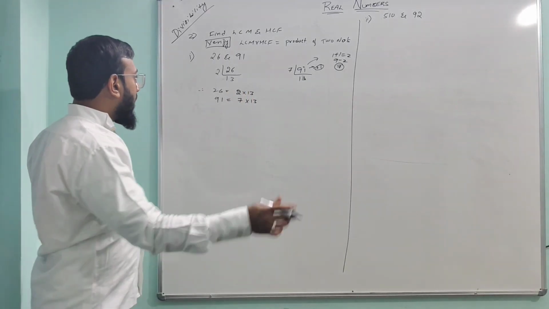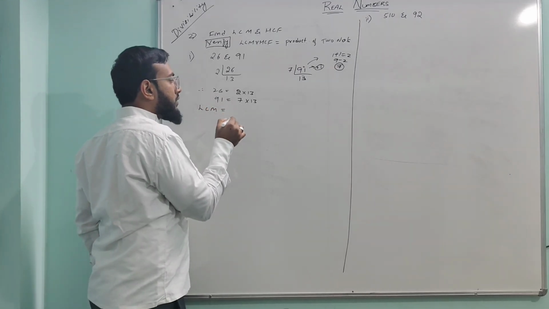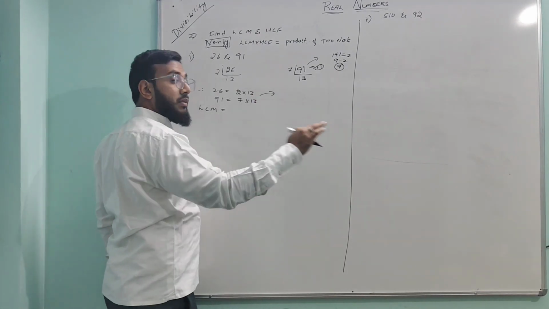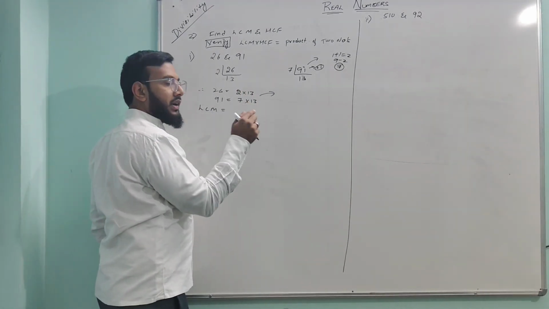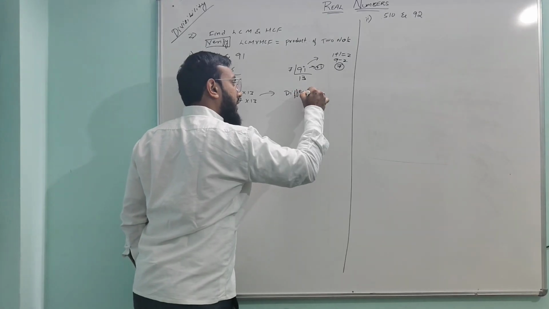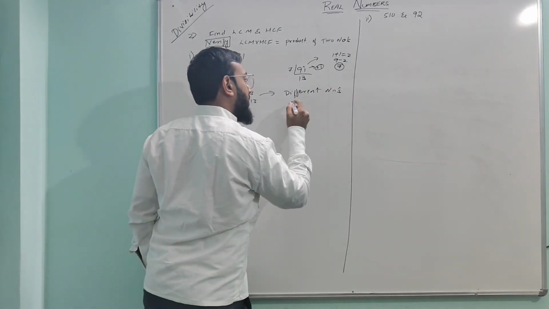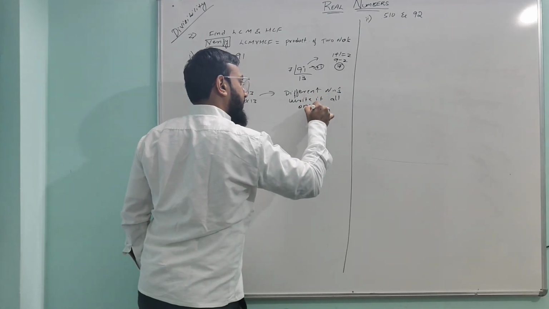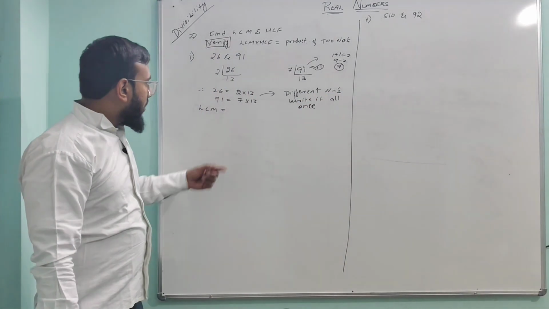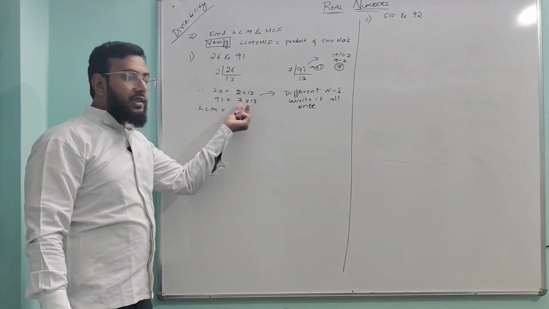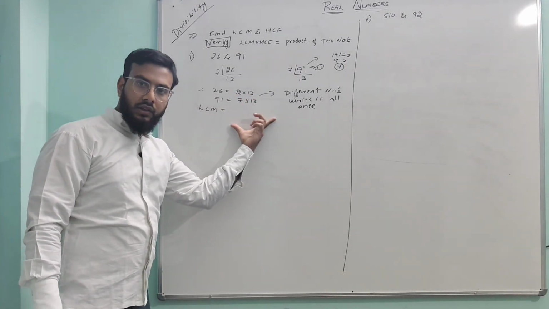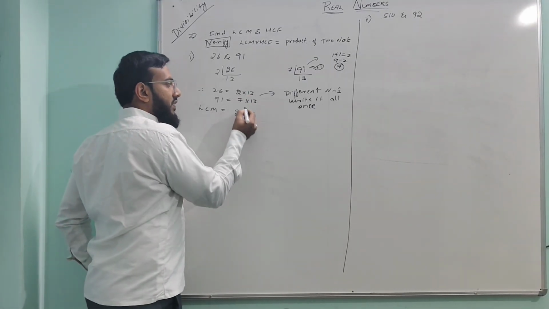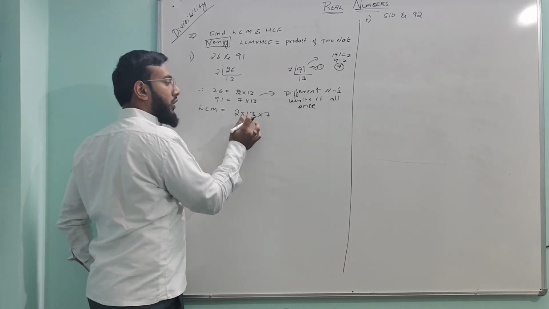How to calculate LCM? LCM is equal to: see what kinds of different numbers you can see, write each of them once. What are the different numbers we can see? Okay, let me clarify. 2 I can see, 13 I can see, 7 I can see, and 13 I have already written.